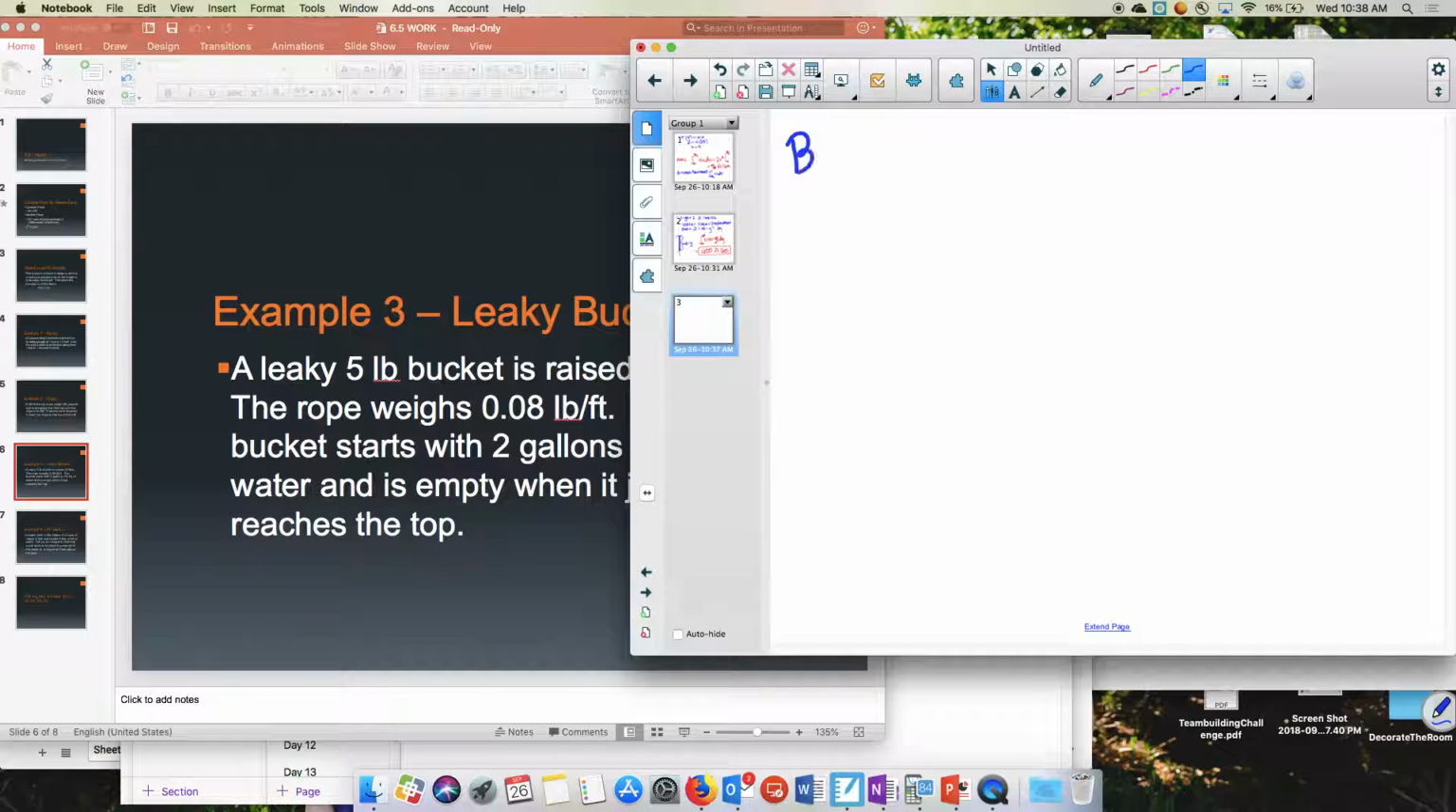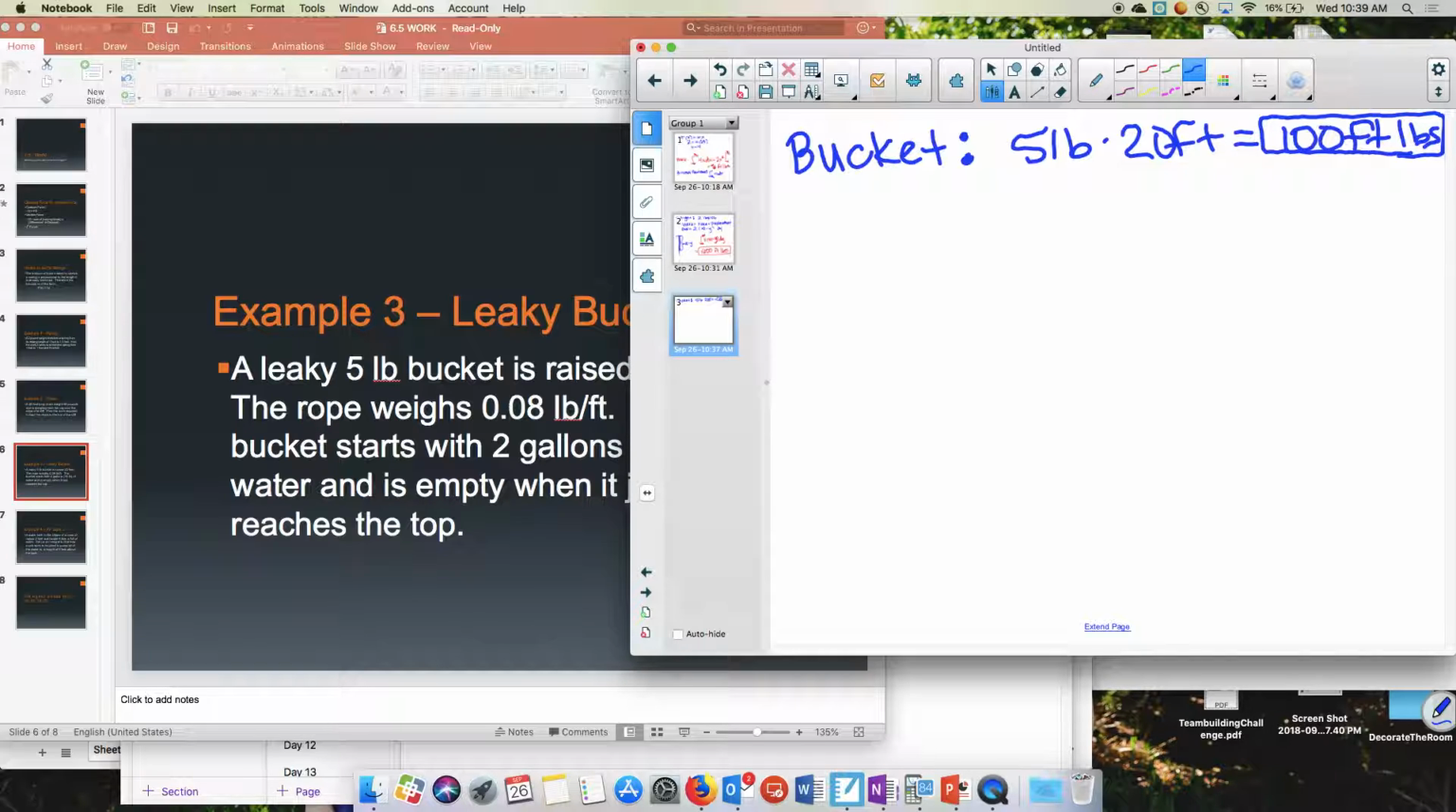So let's start with our easy one, the bucket. Would you agree that our bucket has a constant force? It's 5 pounds. And how much do we lift it up? So 5 pounds times 20 feet, we're talking 100 foot-pounds. That's not going to go in the integral. We'll add it in later.